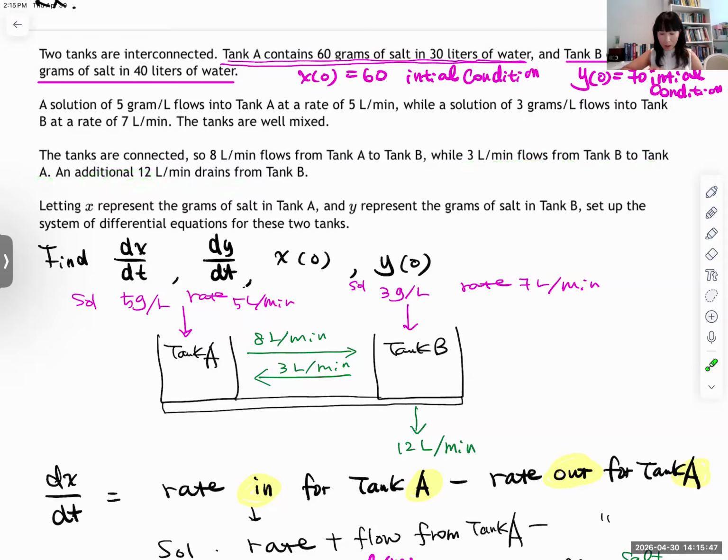Letting X represent the grams of salt in tank A, and Y represent the grams of salt in tank B. Set up the system of differential equations.